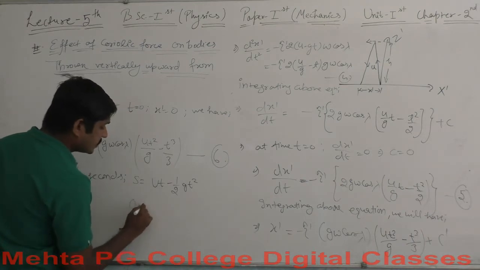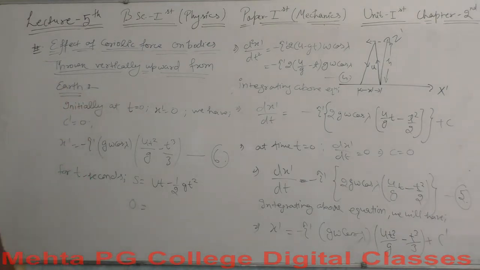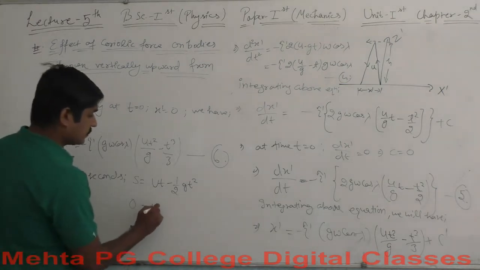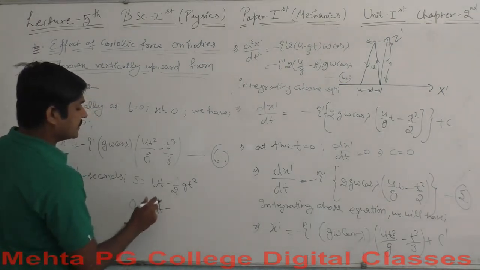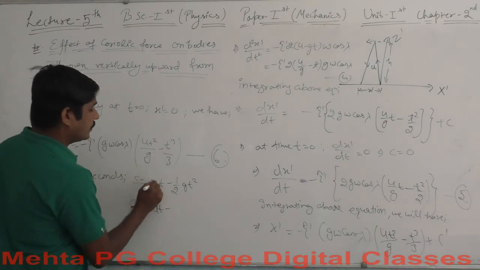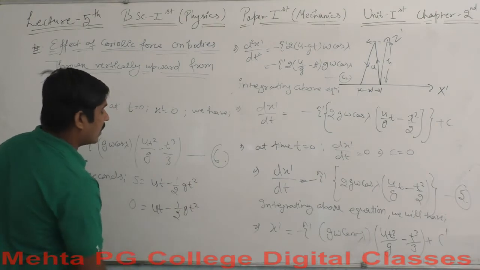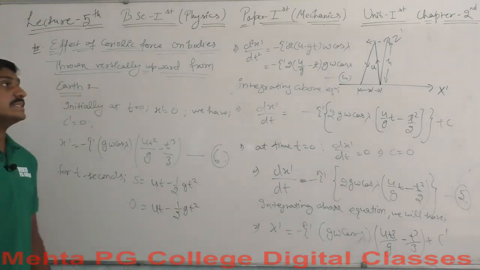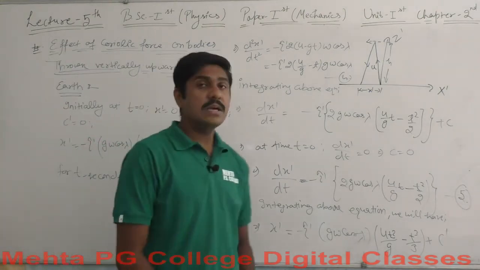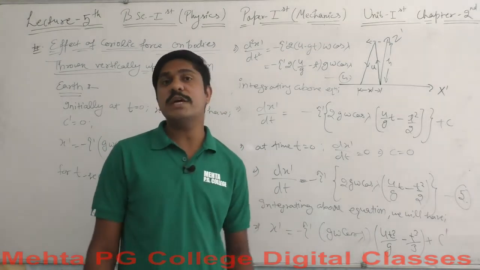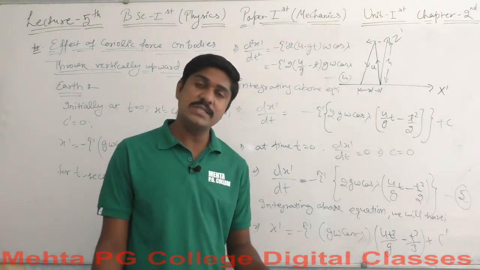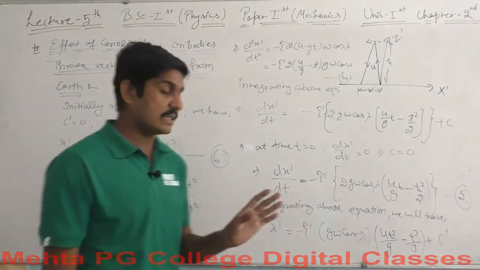The s is equal to 0 because we are talking about the initial values. Okay, there is a ut minus, this is a small u, minus half gt square. S is equal to 0 because the body is going at a constant velocity. Okay, the body is going at a constant velocity, so there is no acceleration.